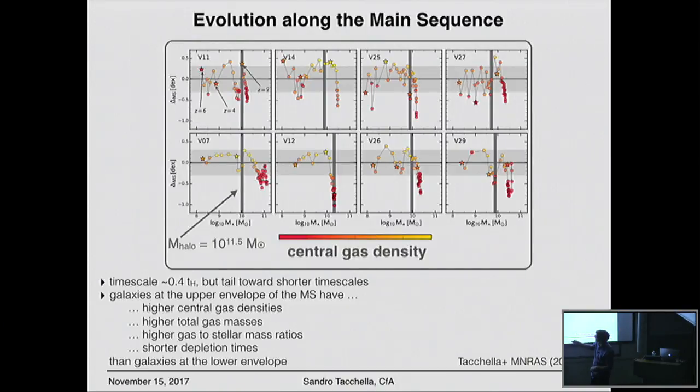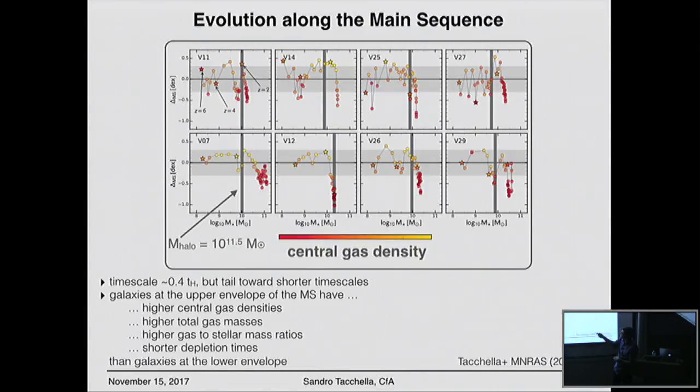What I show you as well is that the gray line here shows when the galaxy's halo is reaching a halo mass of 10 to the 11.5 solar masses, which is a mass where a virial shock usually develops in the halo, and the gas accretion onto the system drops. And so you can see that galaxies usually fall below the main sequence after this halo mass.